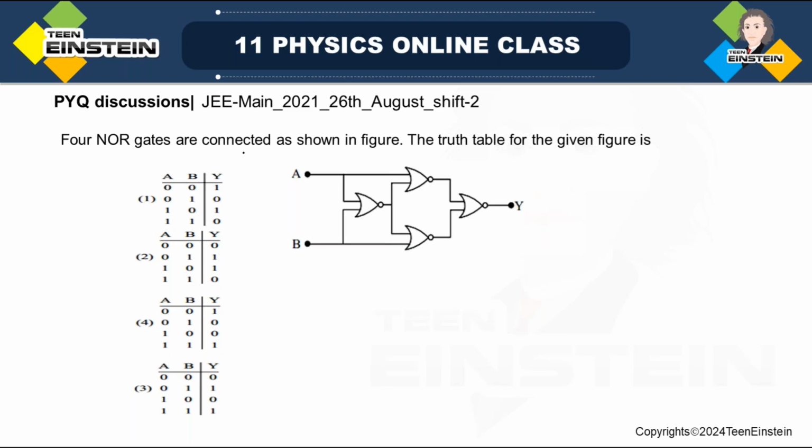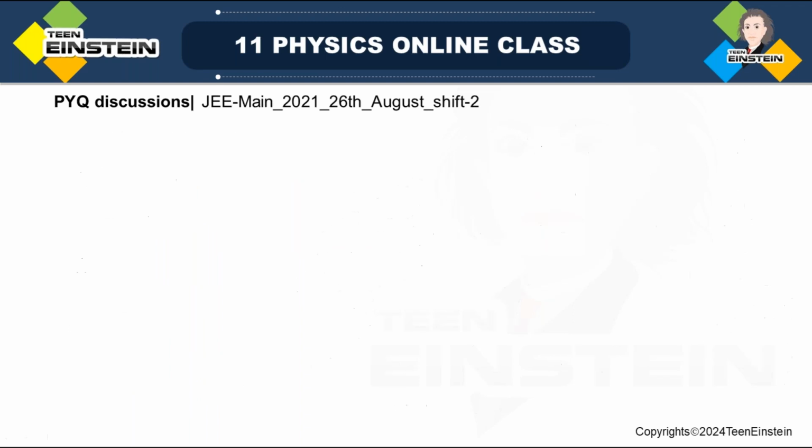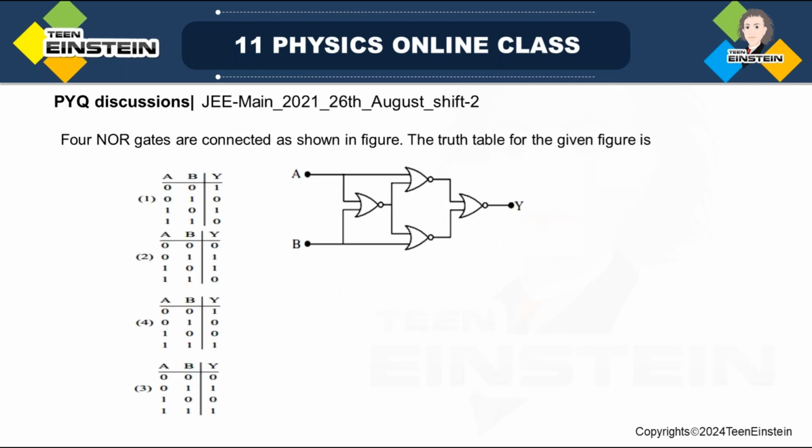4 NOR gates are connected. I think by mistake I have taken this 12th standard question in here. Let us solve it here. 4 NOR gates are connected as shown in the figure. The truth table for the given figure is what out of these 4? This is actually from 12th standard. By mistake I have just taken this question over here, but we'll discuss it here itself. This is really fun to solve this kind of problem.